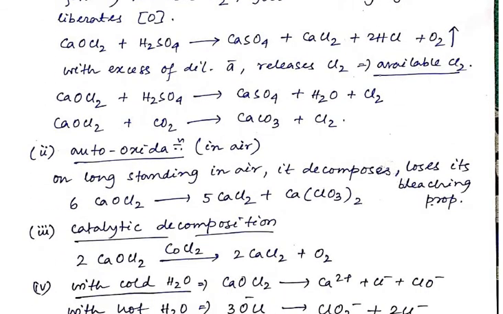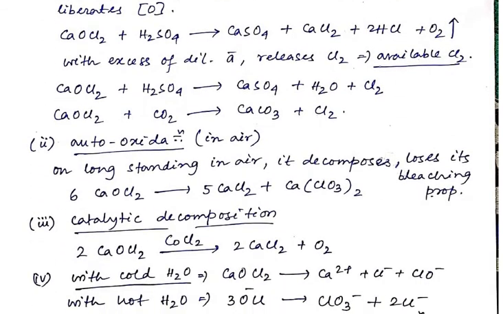Next reaction, that is known as the auto-oxidation reaction, that actually happens in air. So if I stand the bleaching powder for a long time in air, it decomposes and loses its bleaching property. That is mainly due to the reaction that when I stand the CaOCl2 for a long time in air, it will form CaCl2 along with Ca(ClO3)2.